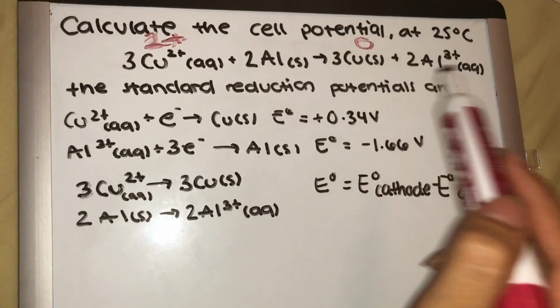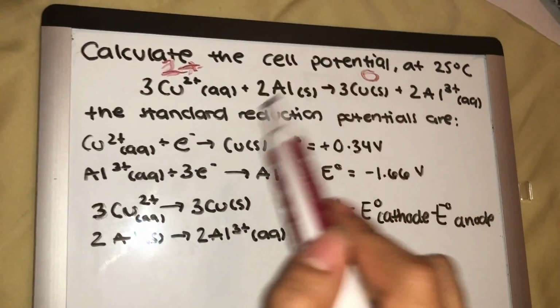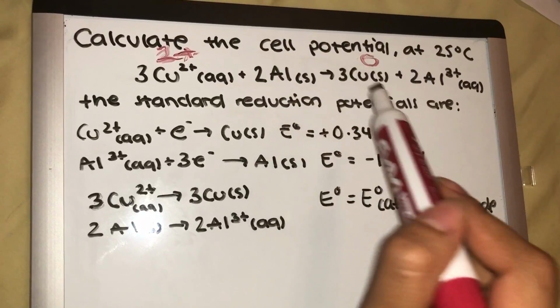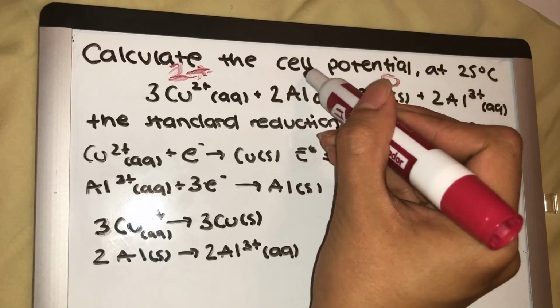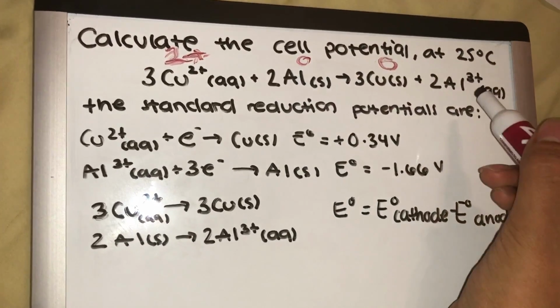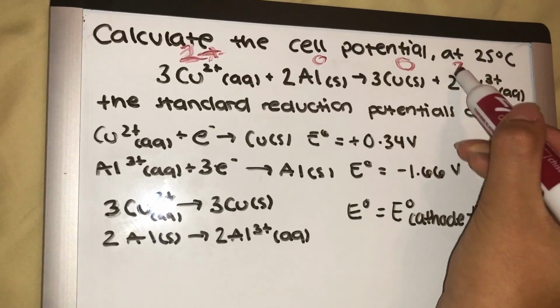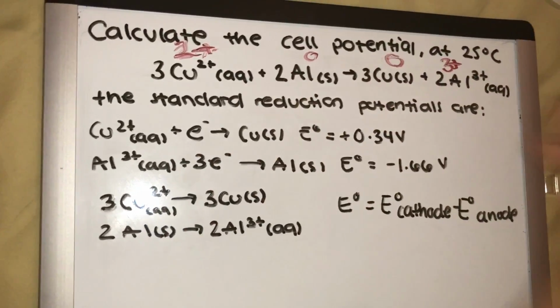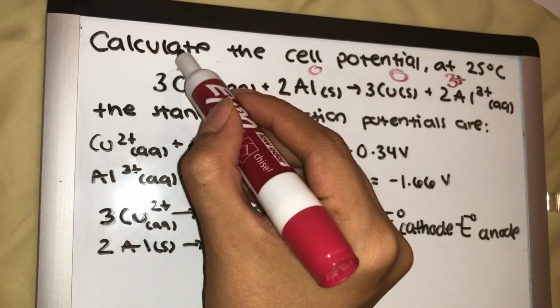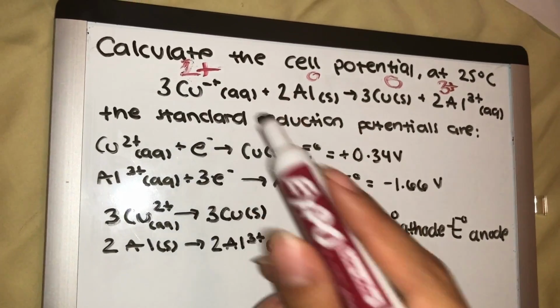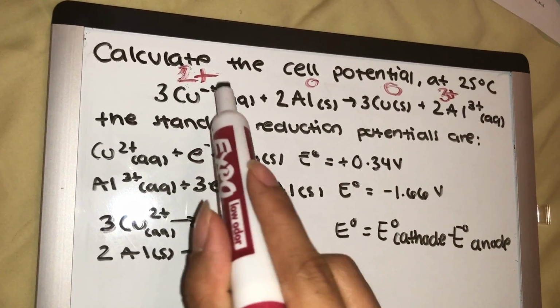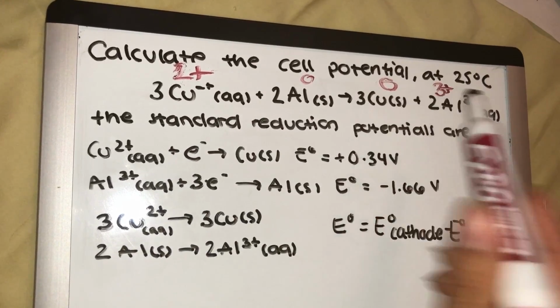We are able to find the oxidation numbers by the charges, or if they're in elemental form, then it's just going to be 0. So for aluminum, it'd be 0 as well. And here the charge is going to be 3 plus. So if it goes from 2 plus to 0, that means that it is gaining electrons.